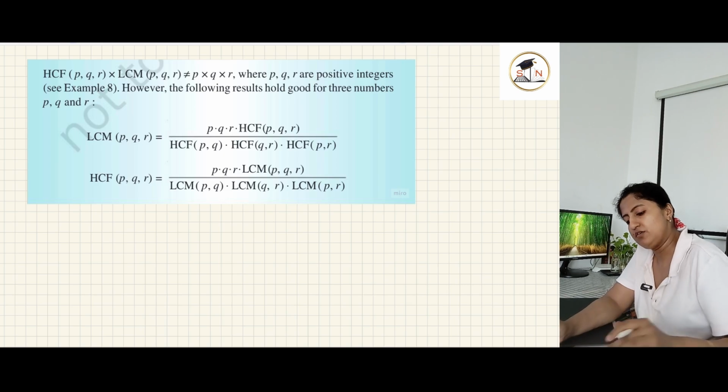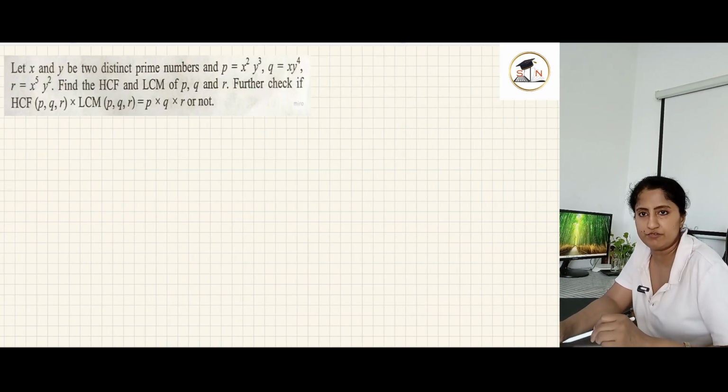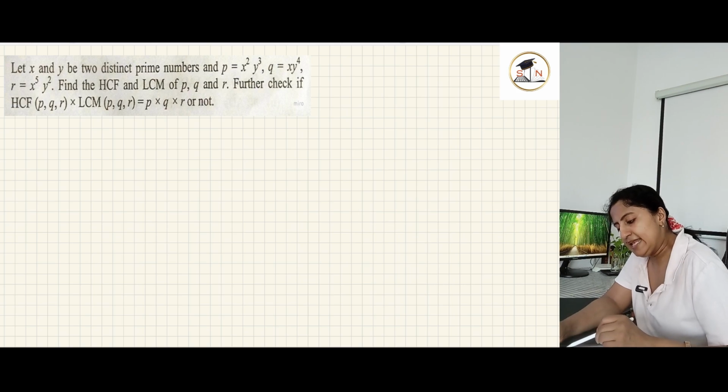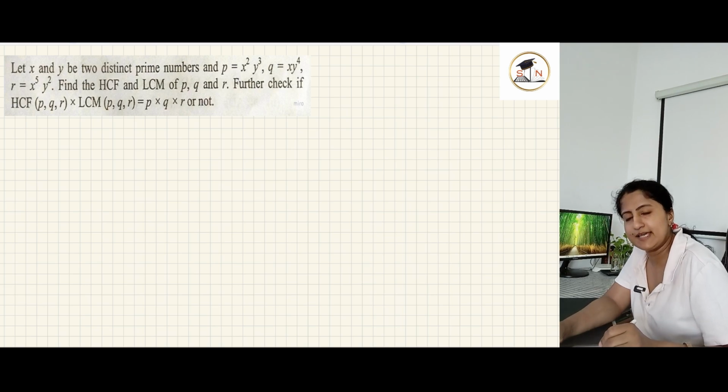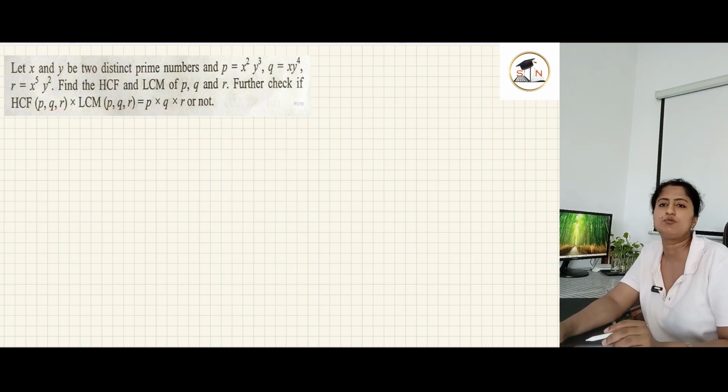Okay. Now, we have got a question over here, and this is going to be the last question for this video. Let x and y be two distinct prime numbers. P equals x squared y cube and q equals x y to the power 4. R is given to us as x to the power 5 y squared. Now we are supposed to find the LCM and HCF of PQR and further check if PQR, LCM and HCF equals PQR or not.